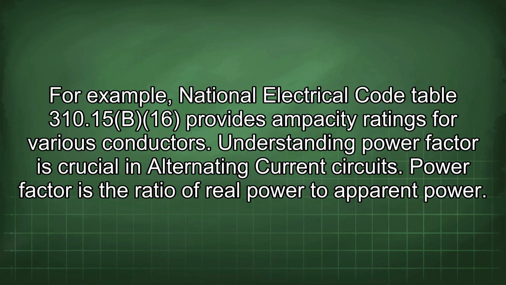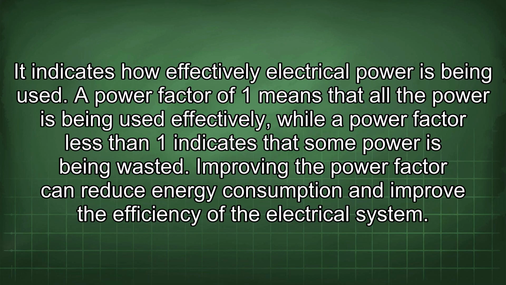Understanding power factor is crucial in alternating current circuits. Power factor is the ratio of real power to apparent power. It indicates how effectively electrical power is being used. A power factor of 1 means that all the power is being used effectively, while a power factor less than 1 indicates that some power is being wasted. Improving the power factor can reduce energy consumption and improve the efficiency of the electrical system.